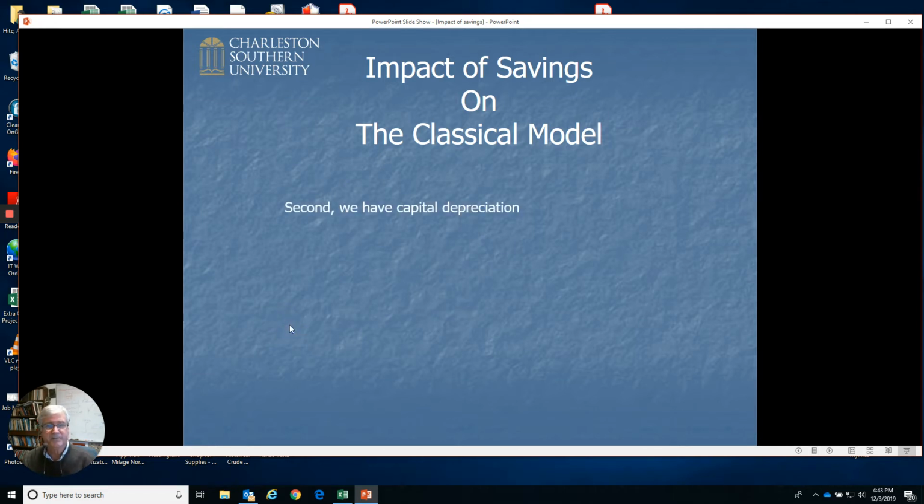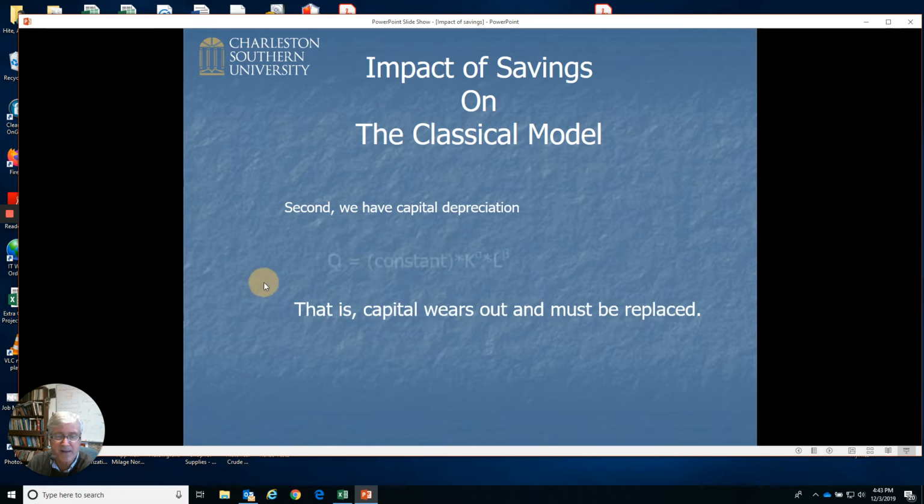All right, so second, we have capital depreciation. Keynes never talks about this in his model, but it's obvious. If you have a bunch of machines, they don't last forever. They wear out at some rate, right? So we have capital depreciation. That is, capital wears out and must be replaced. So in this case, as the years go by, or as the periods go by, there'll be some depreciation here.